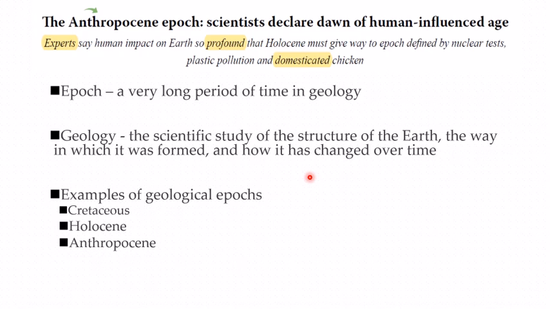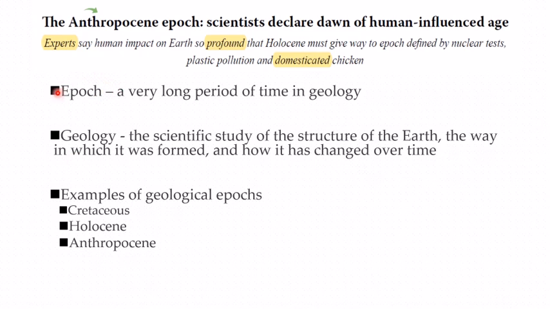Let's take a look at the title together. I have extracted the title and also the first two lines for you. The Anthropocene epoch. Scientists declare dawn of human influenced age. There will be some technical terms that I would like to go through with you. Otherwise, you will be very confused when you read the text.